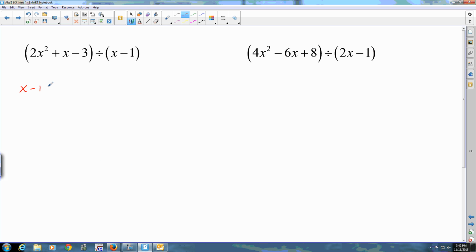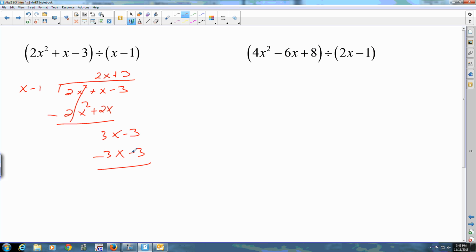This one, x minus 1, going into 2x squared plus x minus 3. X times what is 2x squared? 2x. 2x times all this is 2x squared minus 2x. Change the signs. That cancels out. 3x minus 3. X times what is 3x? So plus 3. 3x minus 3. Change the signs. 0. So if you want, right now it seems kind of silly to write it, but just being thorough, you write the remainder over what you divided by.